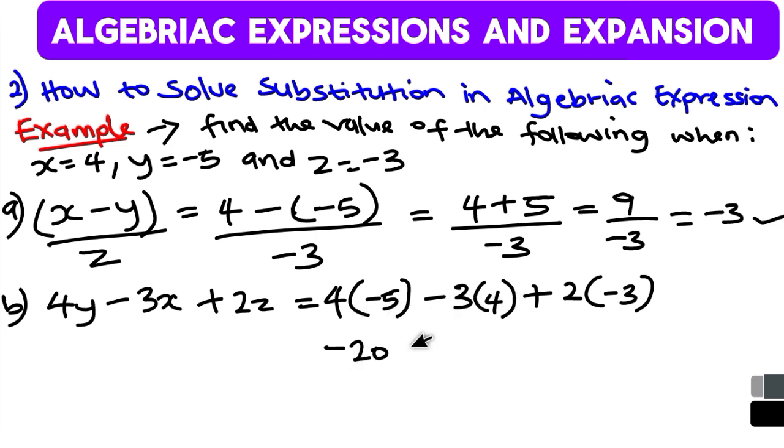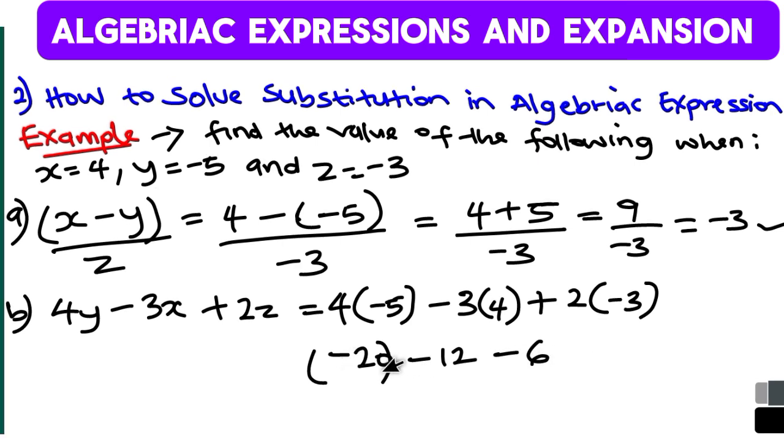Minus 3 times 4 is minus 12, plus 2 times minus 3 is minus 6. Are you seeing it? 4 times minus 5 is minus 20, minus 3 times 4 is minus 12, plus 2 times minus 3 is minus 6. So what we have left is minus 20 minus 12 minus 6. Minus 20 minus 12 is equal to minus 32. And minus 32 minus 6 is equal to minus 38. So our answer is equal to minus 38.